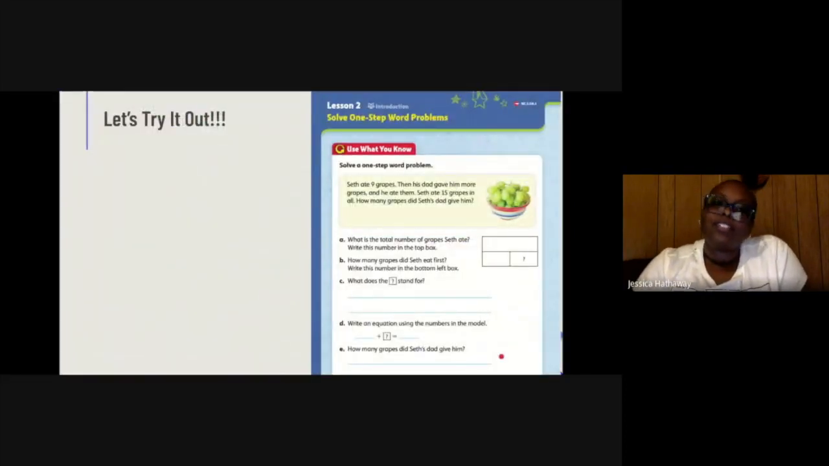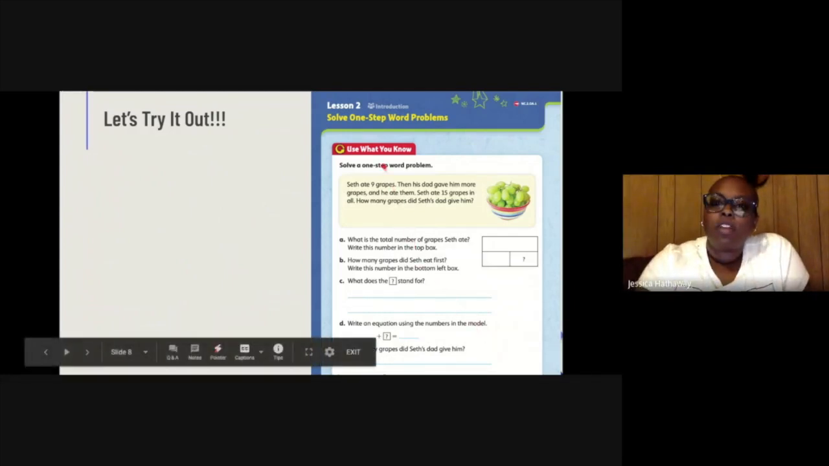Now, let's try it out. We have a one-step word problem that we're going to work on. We're going to solve a one-step word problem. Here's the problem. Seth ate 9 grapes. Then his dad gave him more grapes, and he ate them. Seth ate 15 grapes in all. How many grapes did Seth's dad give him? Let's think about this. Remember, you can also use cubes.